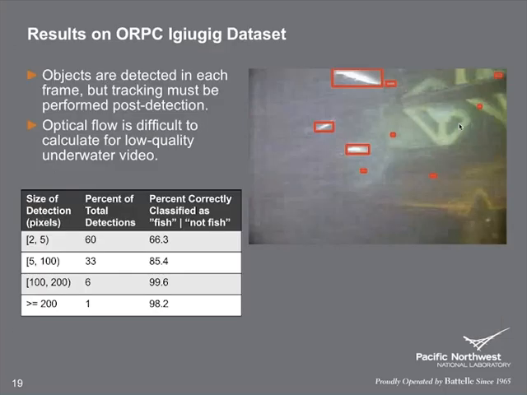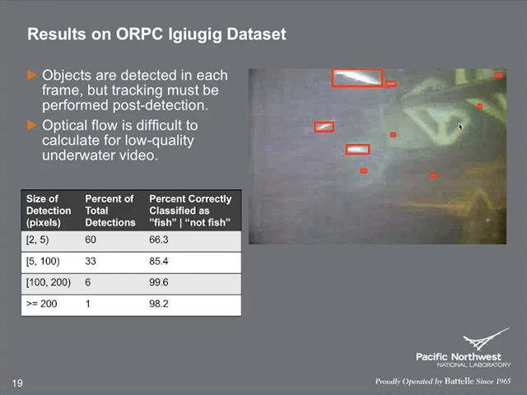And like I said earlier, the original data set we had to work with was the Igiugig data set, and the results we got using that were pretty okay. The background subtraction itself worked reasonably well. It could detect the majority of the fish. However, there were a number of false positives.